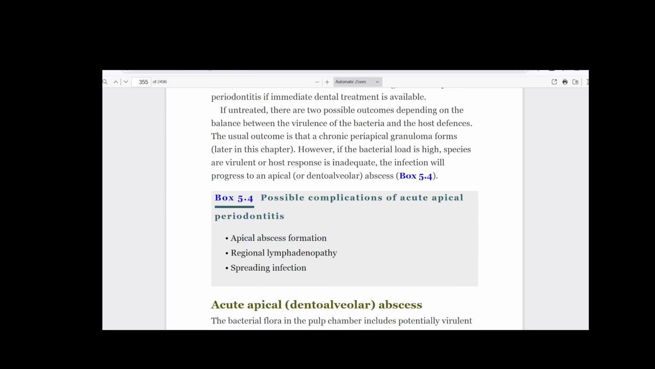Box 5.4. Possible complications of acute apical periodontitis: apical abscess formation, regional lymphadenopathy, spreading infection, acute apical, dentoalveolar, abscess.